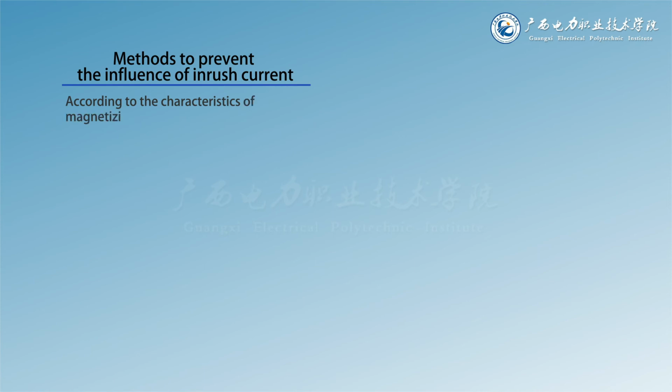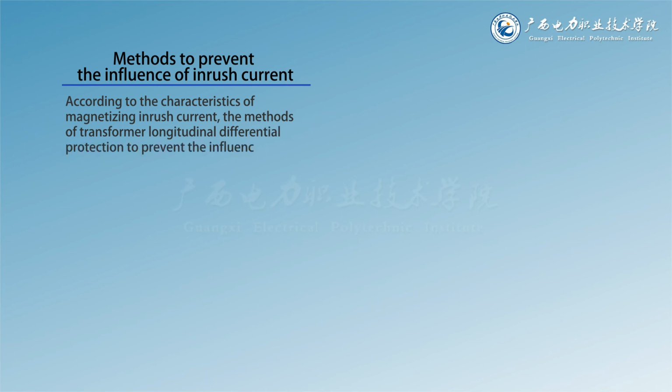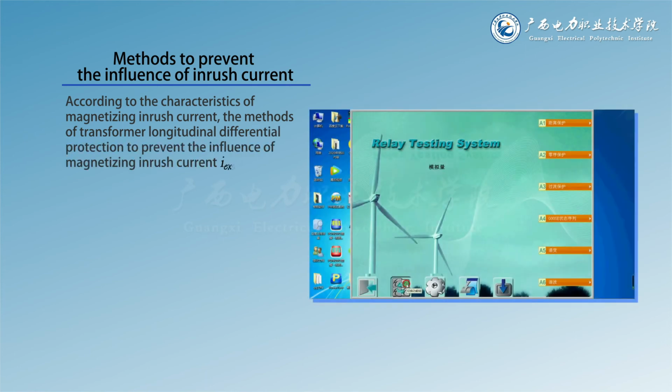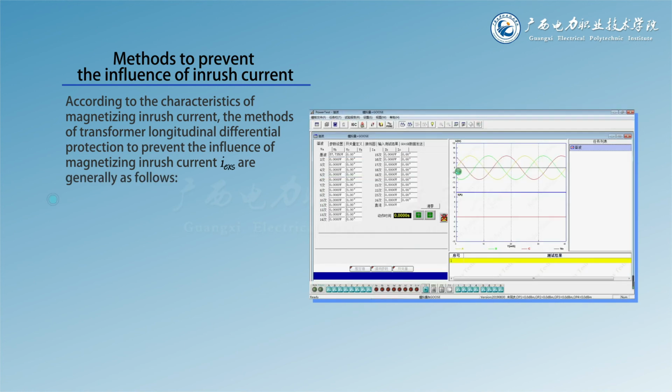According to the characteristics of magnetizing inrush current, the methods of transformer longitudinal differential protection to prevent the influence of magnetizing inrush current are generally as follows. Longitudinal differential protection with second harmonic braking.